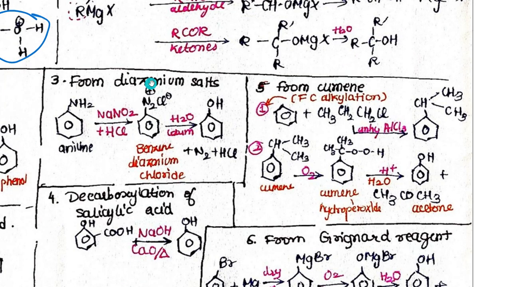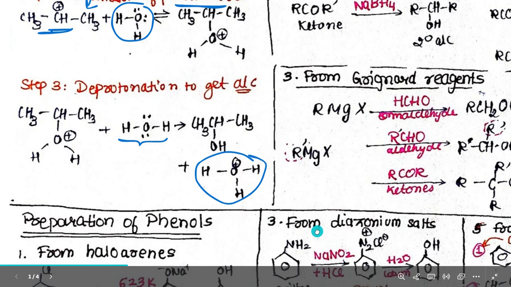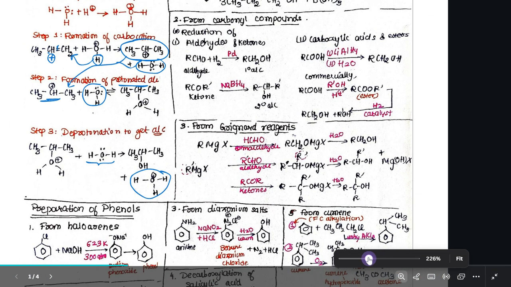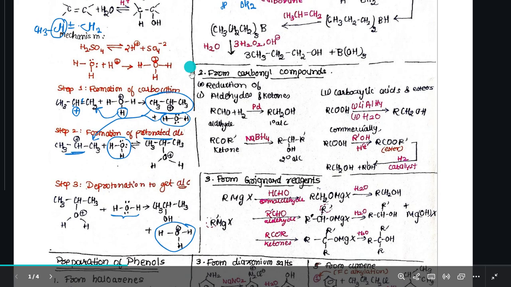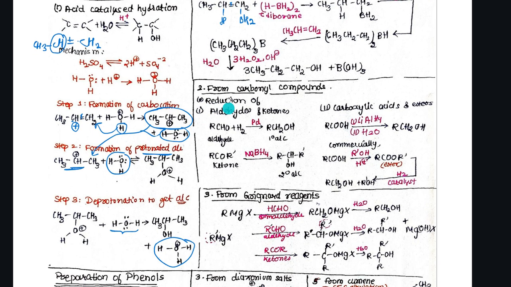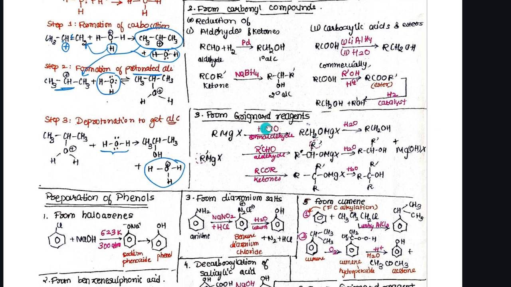Now coming to diazonium salts, the third one. Before that, this is the preparation of phenol. So these were the only three preparation methods of alcohols. The first one was from alkenes, wherein we discussed acid catalyzed hydration and hydroboration oxidation. The second one was from carbonyl compounds, in which we again discussed two: reduction of aldehydes and ketones, and reduction of carboxylic acids and esters. Next, we discussed Grignard reagent.